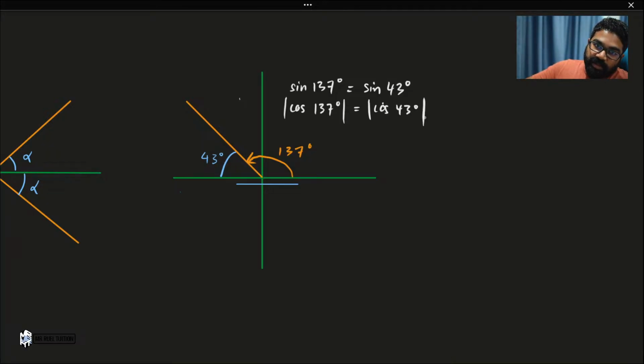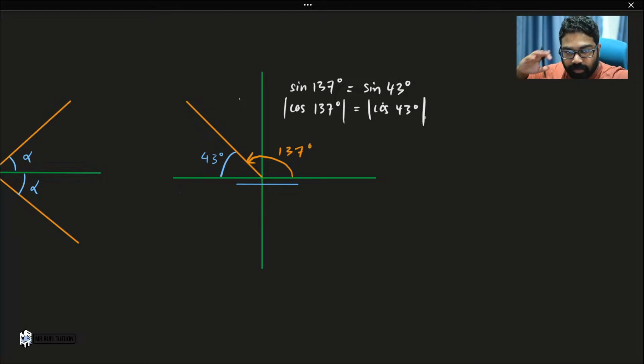Check cos 137, then check cos 43. Cos 137, that is negative 0.7314, right? 0.7314, negative. Okay, now you check cos 43. Same thing but positive. That's why I say the magnitude will be the same. Understand? Okay, let's focus on the magnitude first.